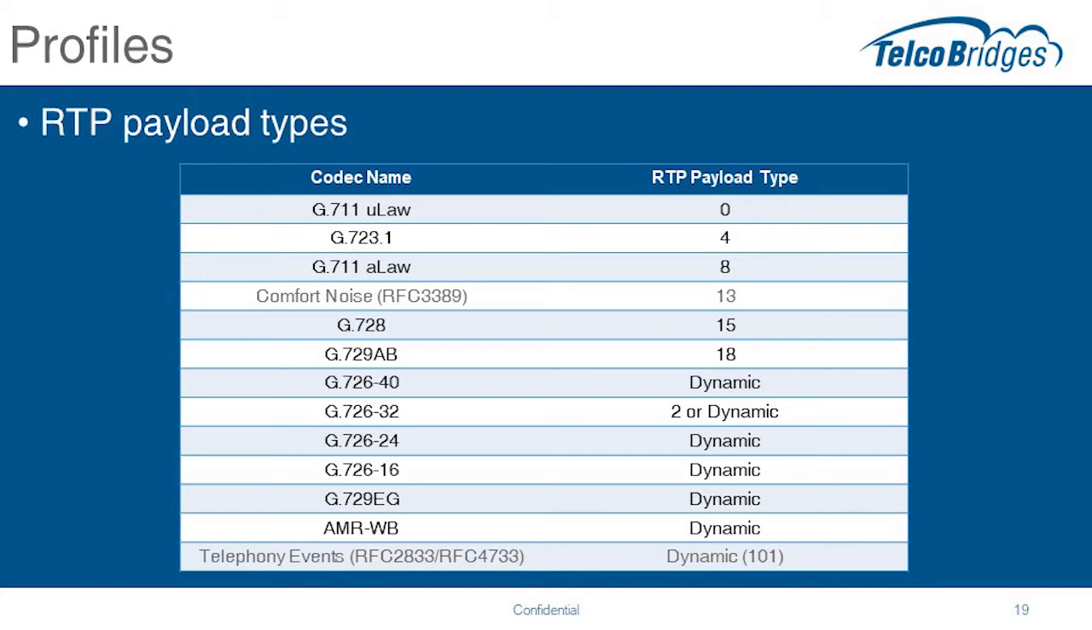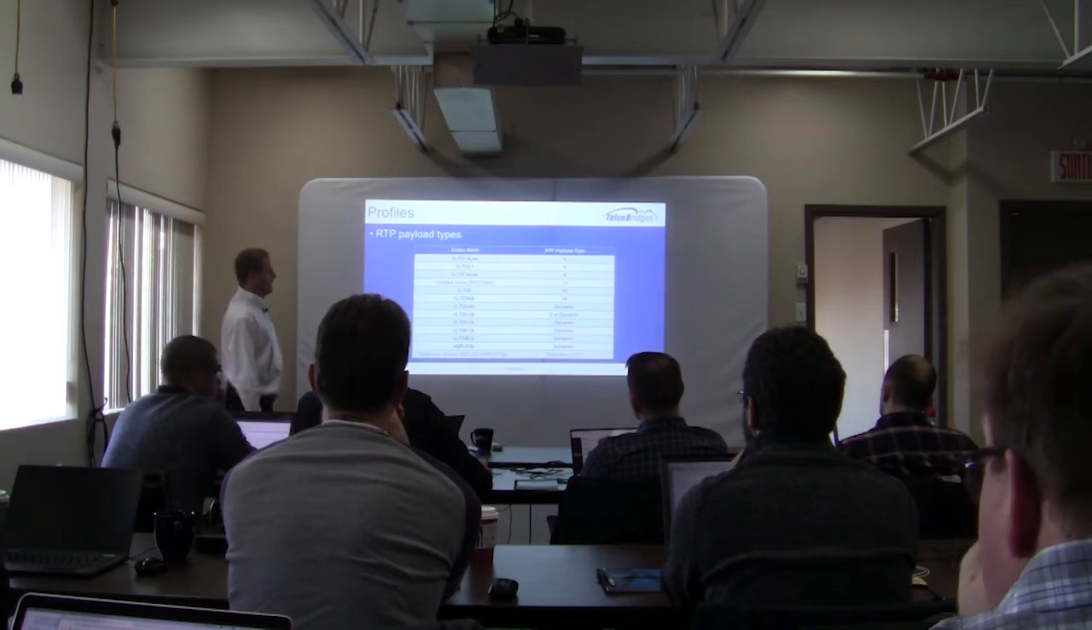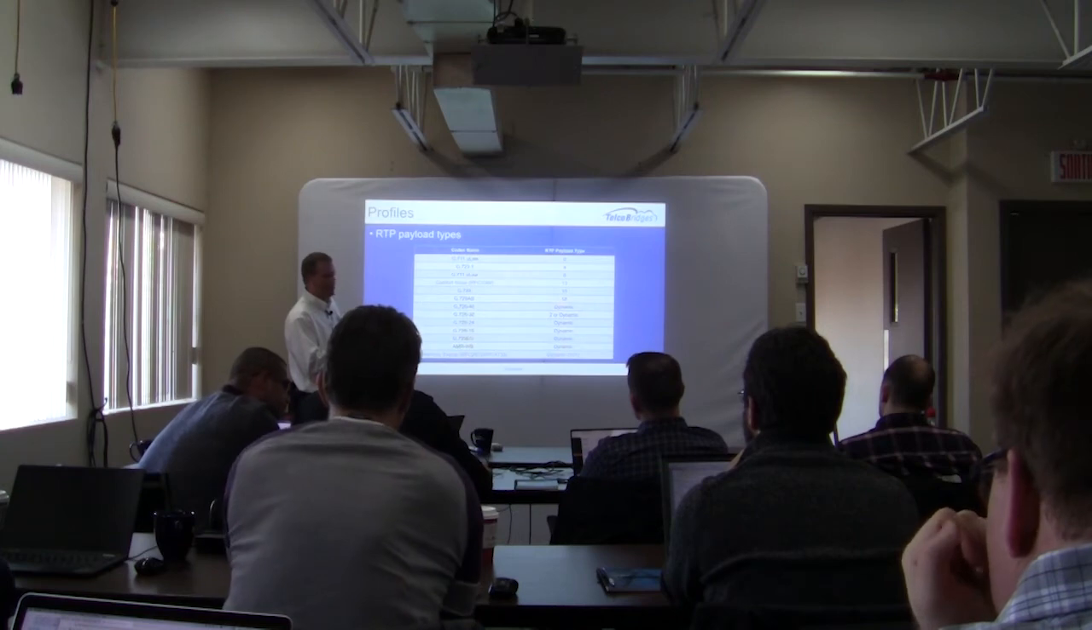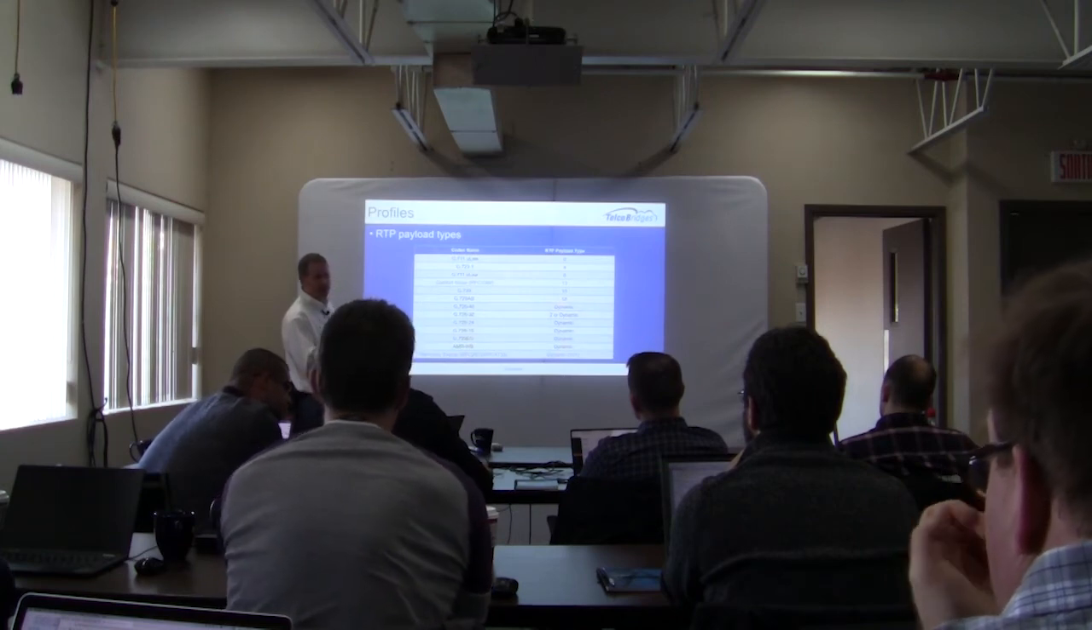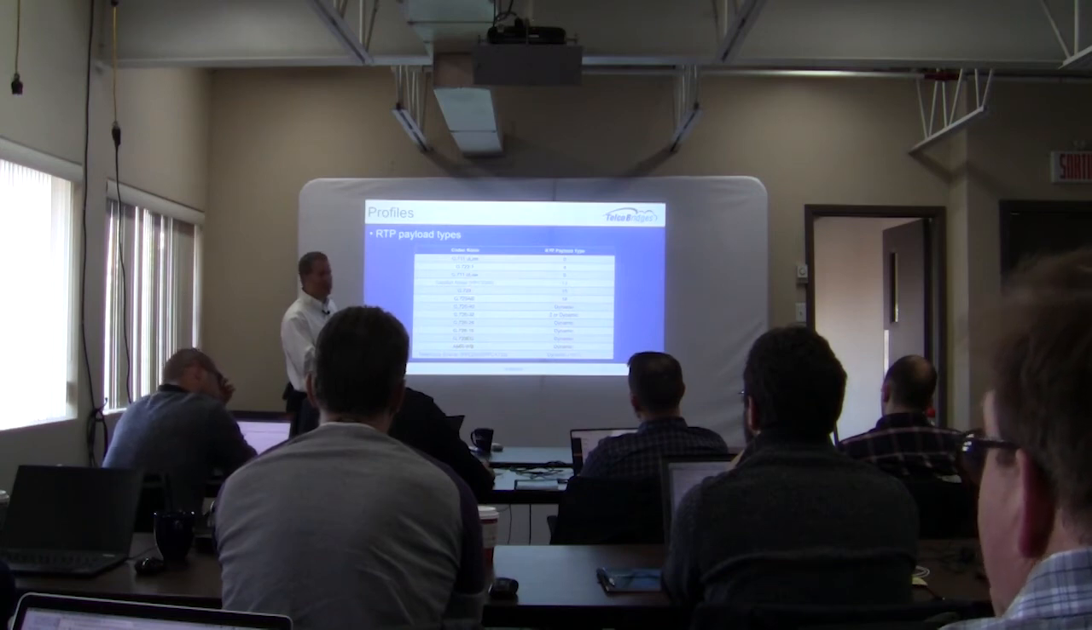So if you put 0, you don't have to describe what 0 is. There's a default configuration for 0, which is G711 mu-law, 8,000 hertz, and very specific. And then this is up to 95. Starting at 96, these are dynamic payload types.